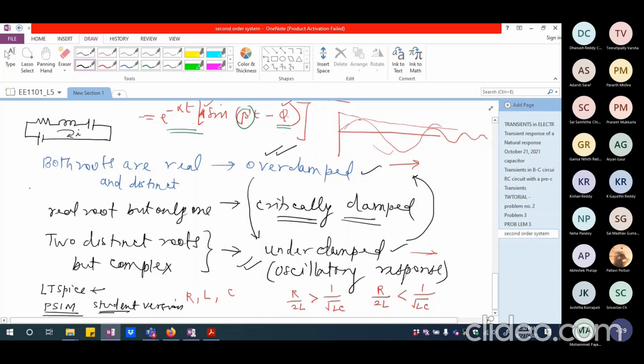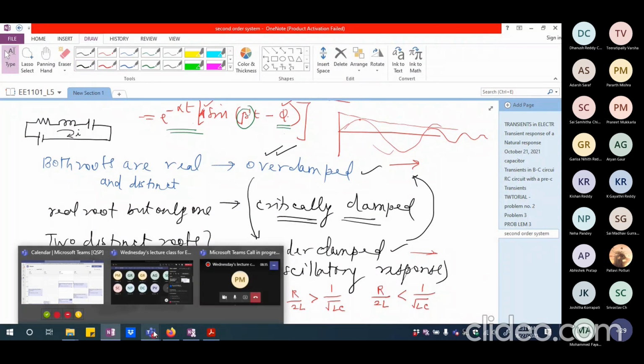Okay, so let us try to simulate this with either LT-Spice or PSIM in the next class, so that we understand exactly how the response would be for a critically damped, underdamped, or overdamped circuit. We'll look at exactly how we get the responses. Okay, fine. Any questions on this?